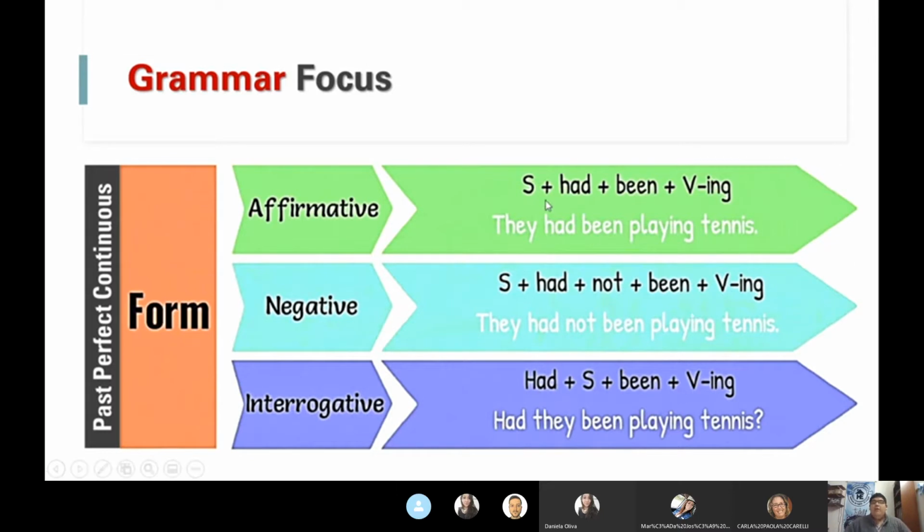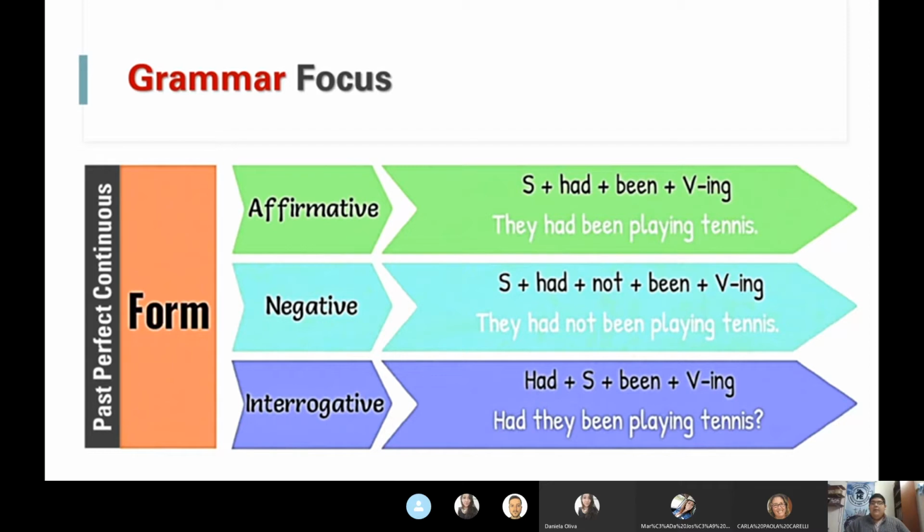So in affirmative form, we put the subject, then we have had, and as it is had, we need a participle here, so it is the verb to be. That's why the verb to be is always in its past participle form, been. And then we need the verb with ing. Remember that it is a continuous structure. So in affirmative form, I may say, they had been playing tennis. Okay? They had been playing tennis.